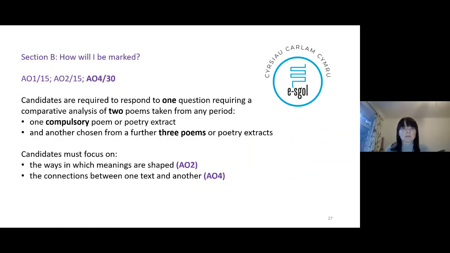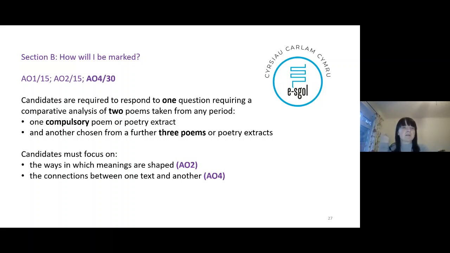So how will you be marked? So you'll be required to respond to one question, okay, and there'll be a comparative analysis of two poems taken from any period. So one compulsory poem, okay, or poetry extract, and then another one that you choose from 3 poems, okay, a choice of 3. So that's the hard bit, is the choosing of the poem, making the selection.